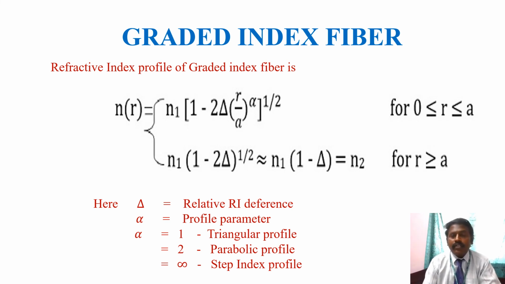We can have many values of alpha. If alpha equals 1, that represents a triangular profile. When alpha equals 2, then we can say that it is a parabolic profile. When alpha is equal to infinity, then this graded index fiber is converted into a step index profile. So how can we convert a graded index to step index? By choosing the alpha value as infinite.